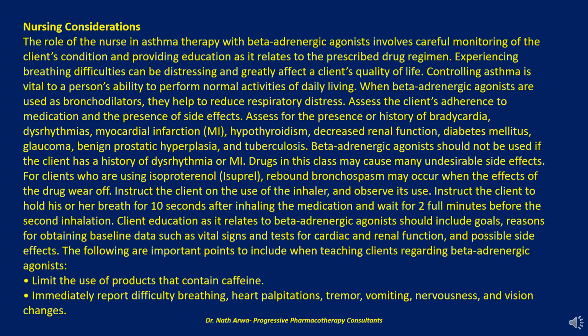Assess the client's adherence to medication and the presence of side effects. Assess for the presence or history of bradycardia, dysrhythmias, myocardial infarction, abbreviated as MI, hypothyroidism, decreased renal function, diabetes mellitus, glaucoma, benign prostatic hyperplasia, and tuberculosis. Beta-adrenergic agonists should not be used if the client has a history of dysrhythmia or myocardial infarction. Drugs in this class may cause many undesirable side effects.